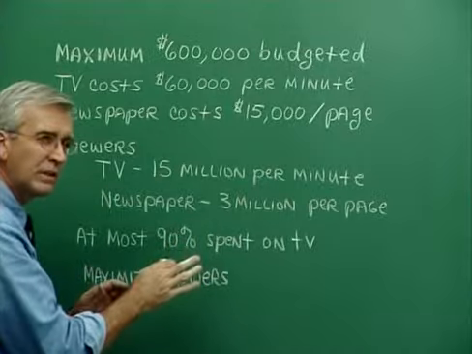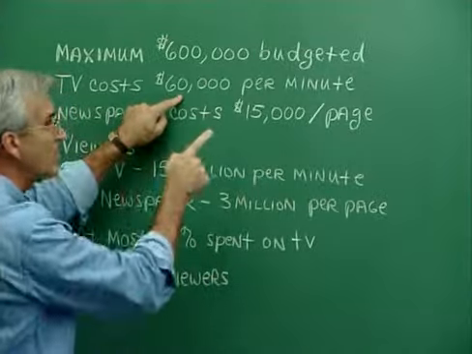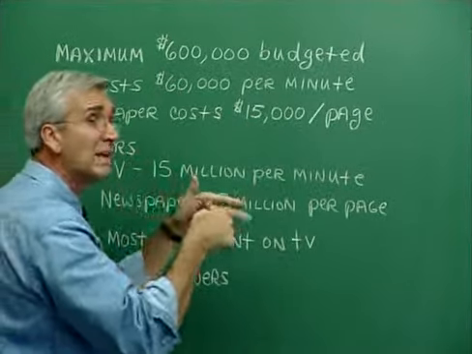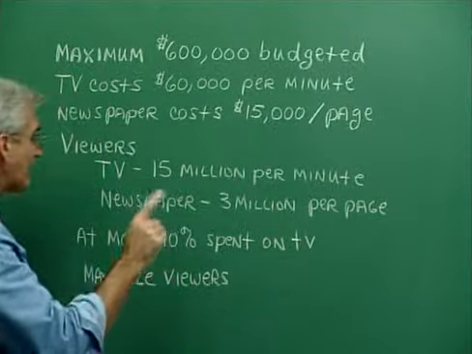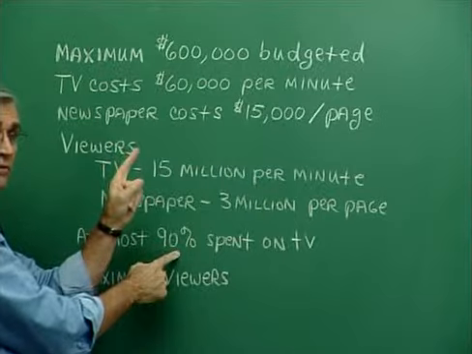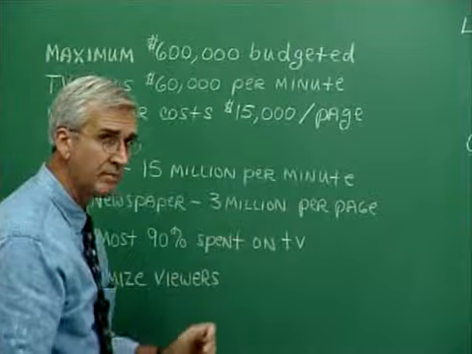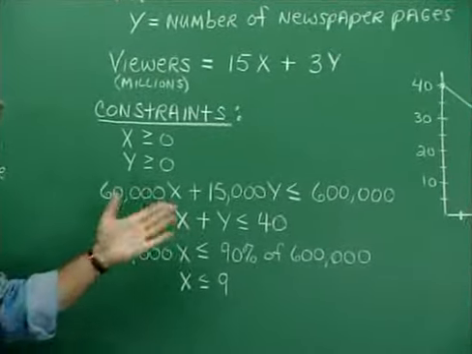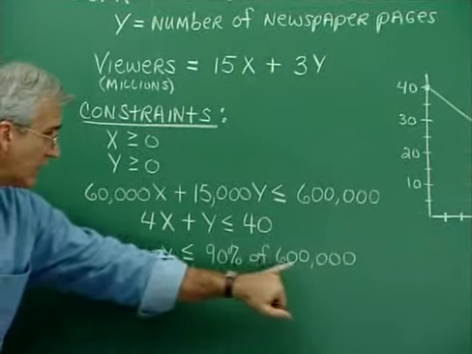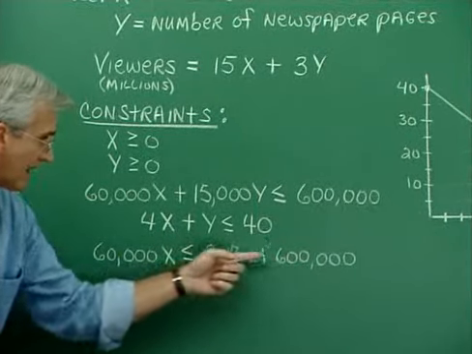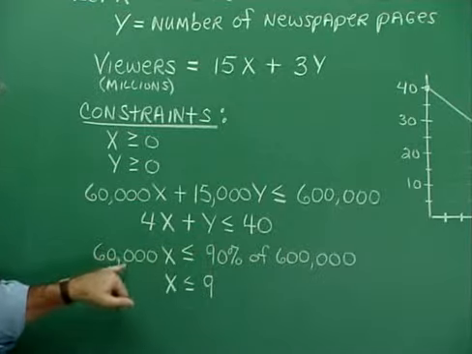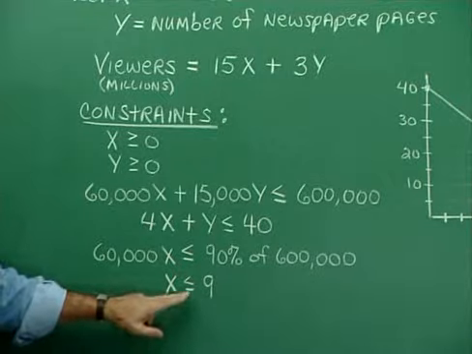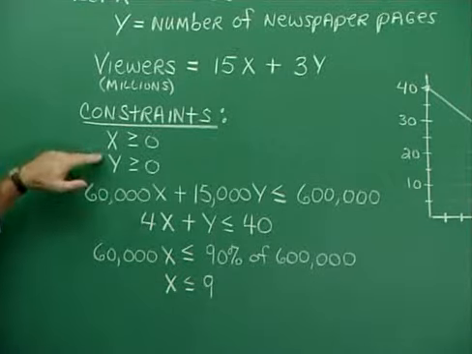How much are we spending on TV? Well, we're spending $60,000 per minute. The number of minutes is X. So 60,000X is the amount spent on TV, and we want that amount to be at most 90% of $600,000. So we write that down. The TV expense is less than or equal to 90% of the $600,000. Now that's $540,000 if we wanted to write it that way. And if I divide on both sides by $60,000, I find X to be less than or equal to 9. So these then are our constraints.